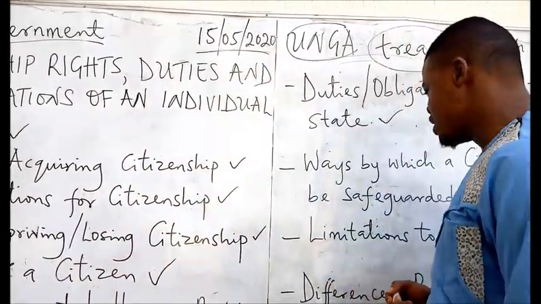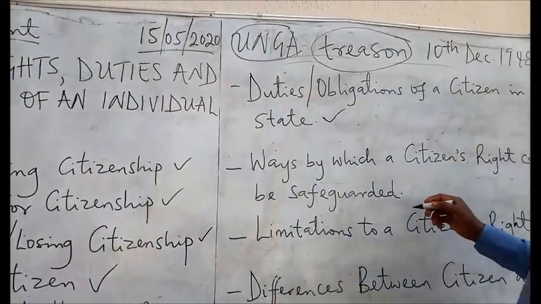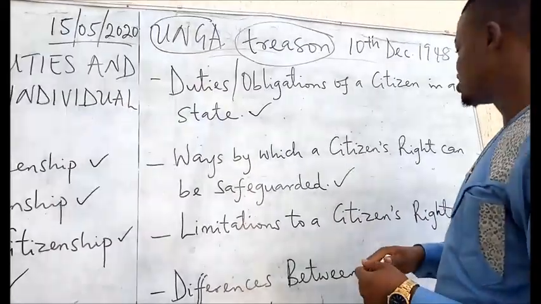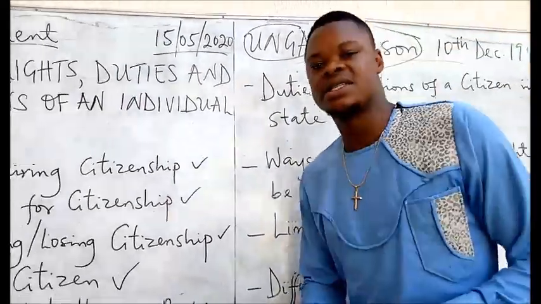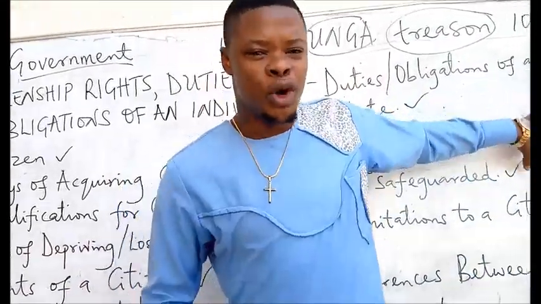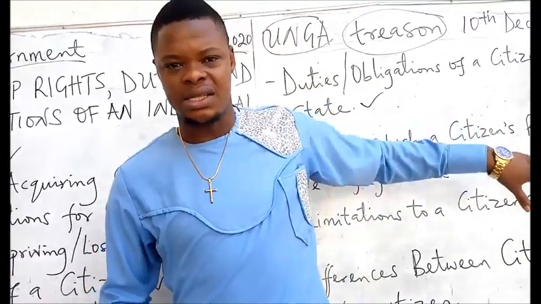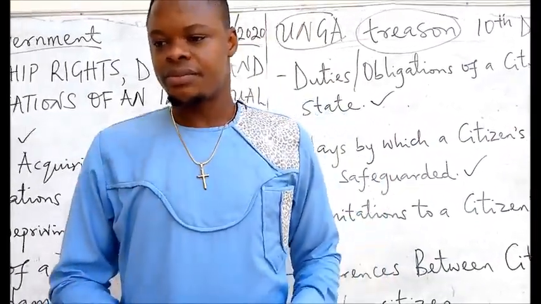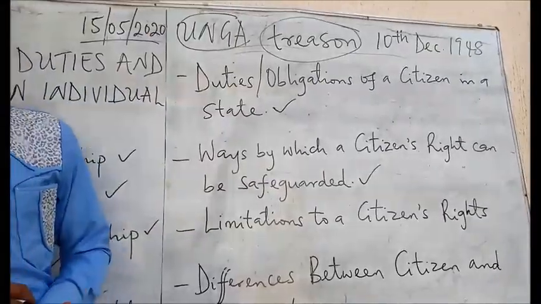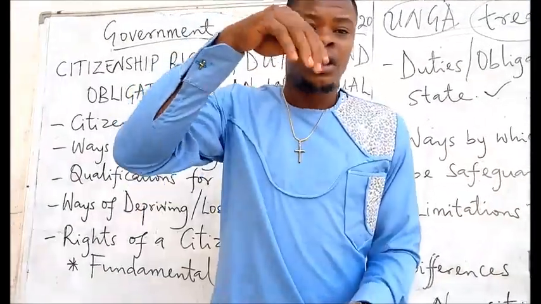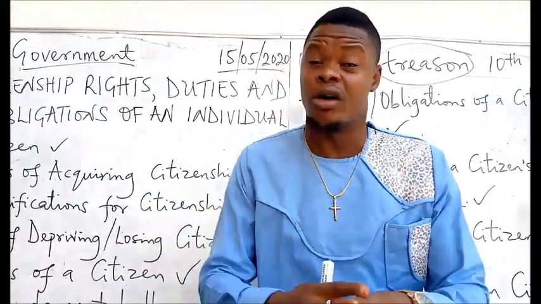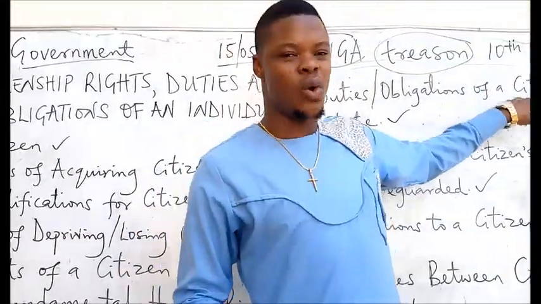Let us look at the ways by which a citizen's right can be safeguarded. What are the ways? What are the things that should be done to protect the right of a citizen? Number one, we talk about law. So the rights of a citizen are supposed to be part of the law, part of the things governing the land, part of the constitution of the state, so that they will be well respected.